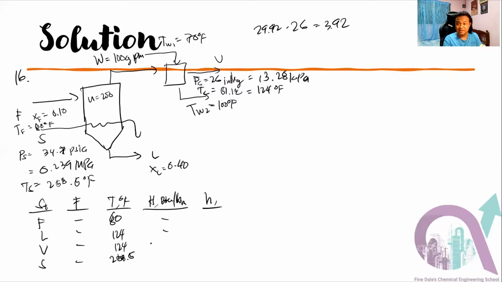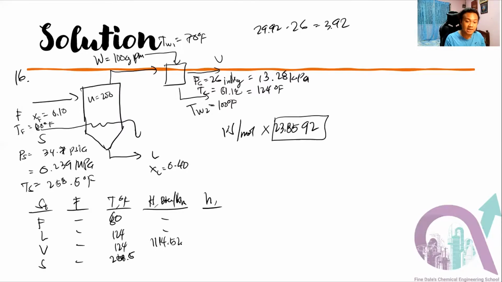How do you get this from the steam table? The steam table is in kilojoules per mole, so whatever you get from there, just multiply it by 23.8592. Just multiply it by that value so that you can get these values. 1114.52 BTU per lbm, and also this is 1165. These are the values from the steam table.